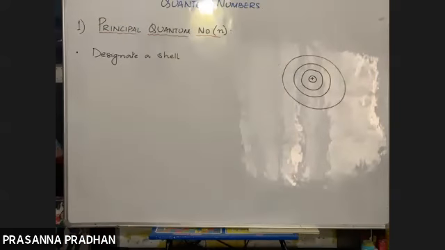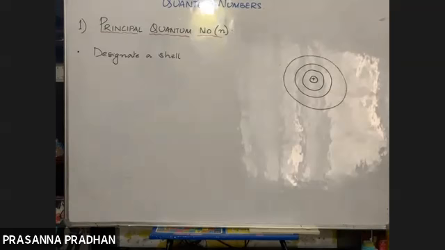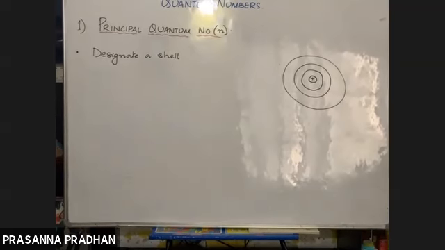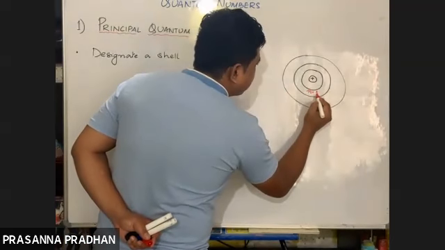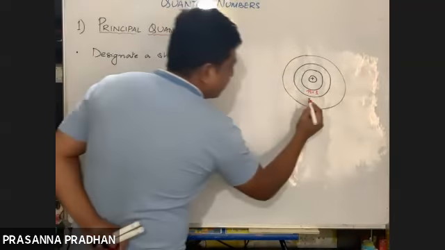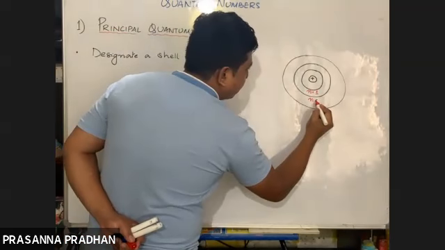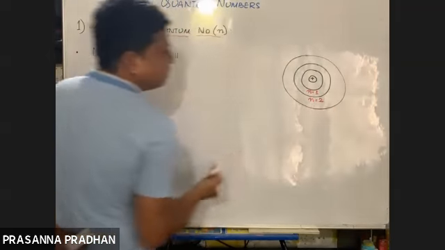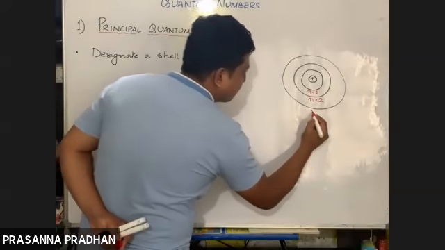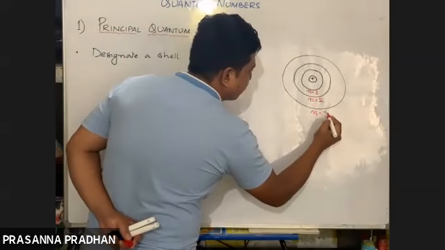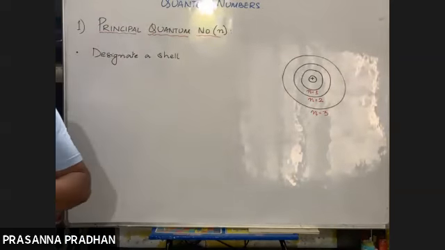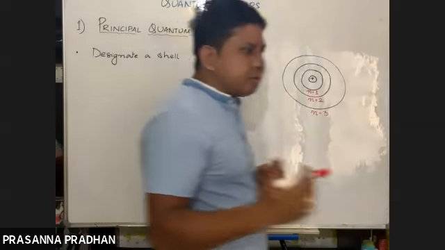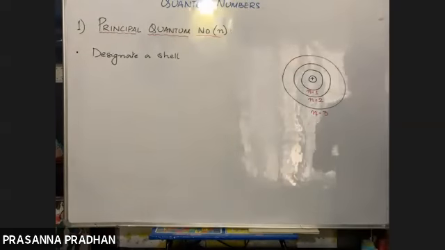For example, what does the value of small n equals 1 denote? This denotes the first shell. The second shell is denoted by the value of n equals 2. Similarly, the third shell is denoted by n equals 3. So this principal quantum number helps us understand which shell we are talking about. If you write n equals 5, then yes, we are talking about the fifth shell.